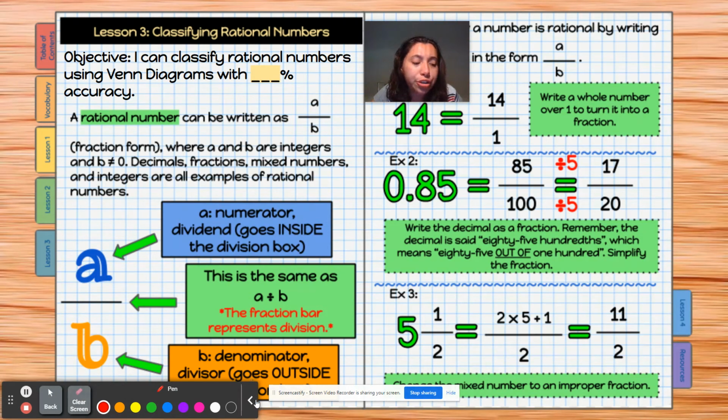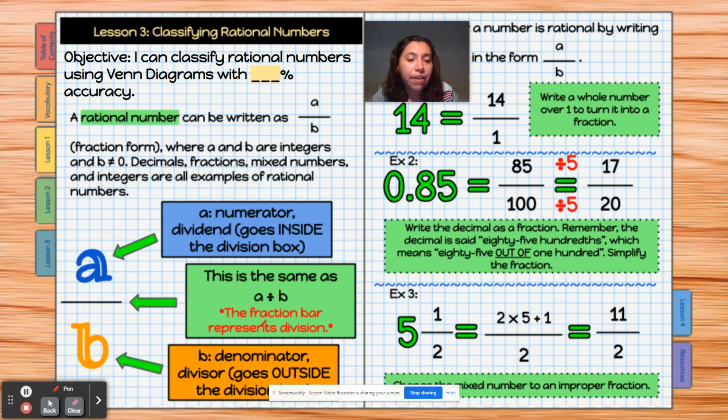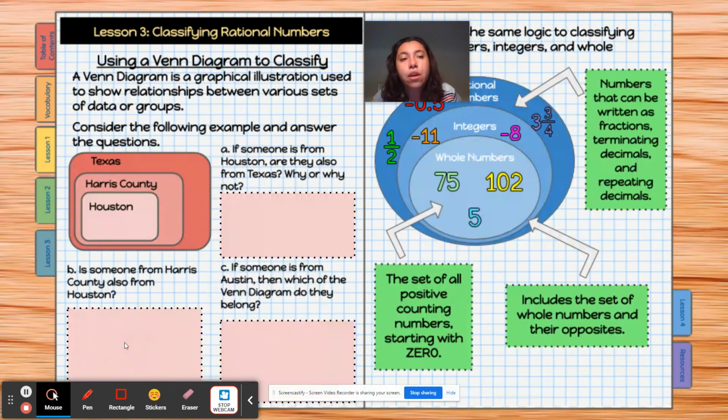All right, so what are you doing today? We're going to go ahead and reflect on that now. Let me go ahead and go back to that. Okay. So today you are doing a Venn diagram, a graphical illustration. That means a graph used to show relationships between various sets or data groups. So we need to consider the following example. Okay, we have Texas, Harris County, and Houston.